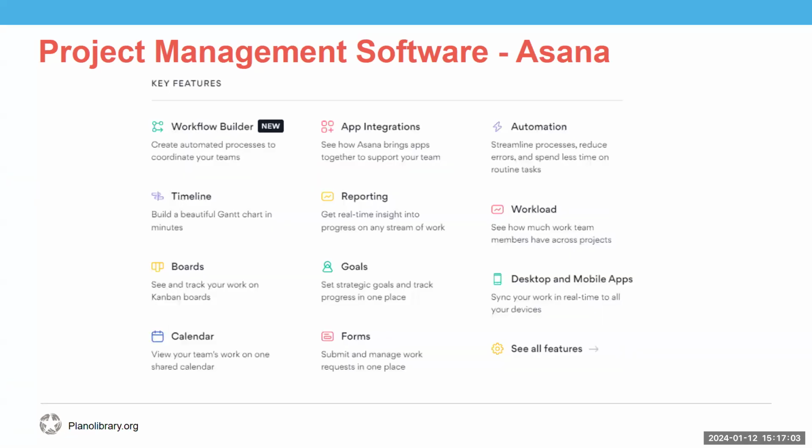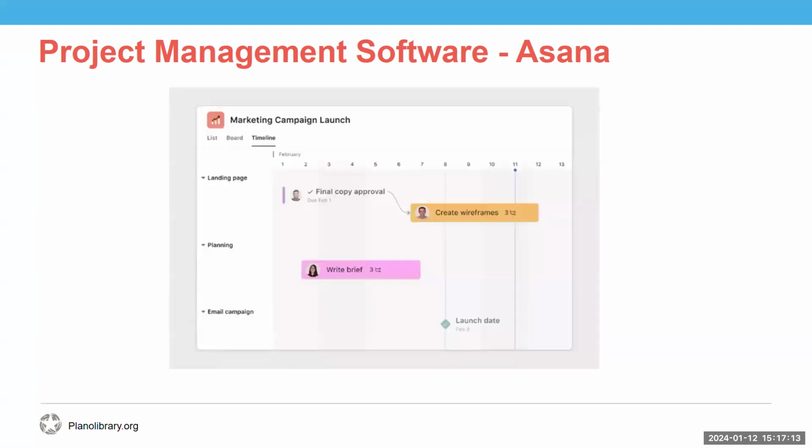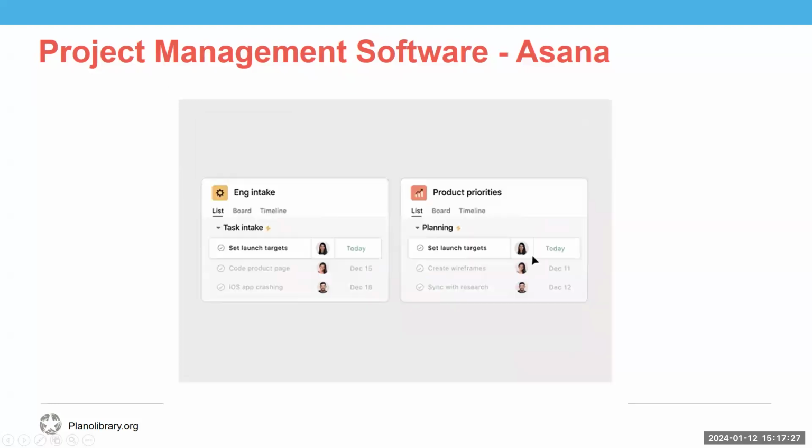So if we go back here, you can see all the different solutions that they offer. So you can make a timeline, you can set goals, you can sync to your desktop and mobile apps. And then this is what their board looks like, similar to what we saw in Jira, where you can see the weeks and then the months, and then all of the timelines that are taking place of what needs to get done. And then this is just showing the cross-team communication and accountability and visibility. So you can see who's assigned to what task and when that task is due by.